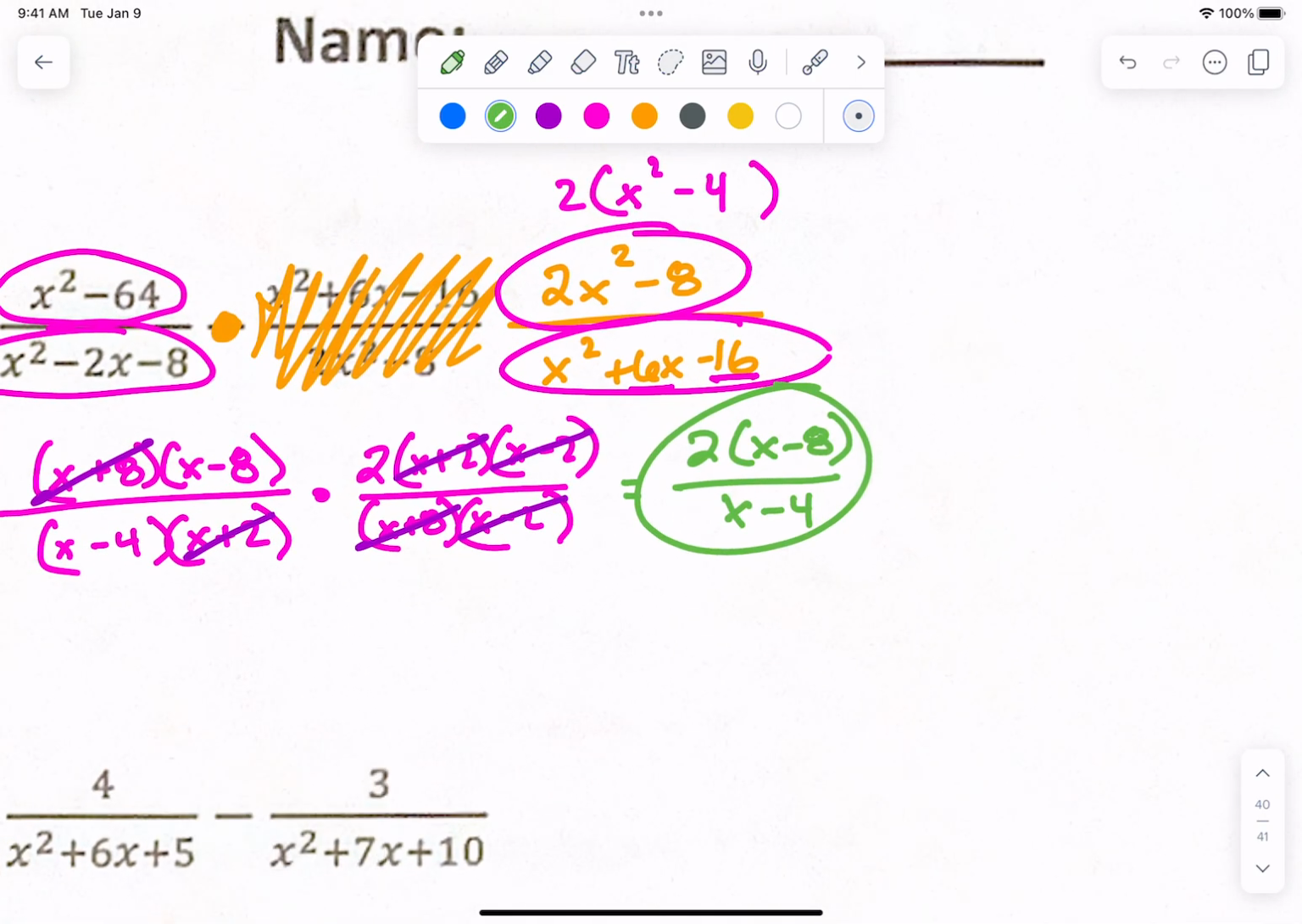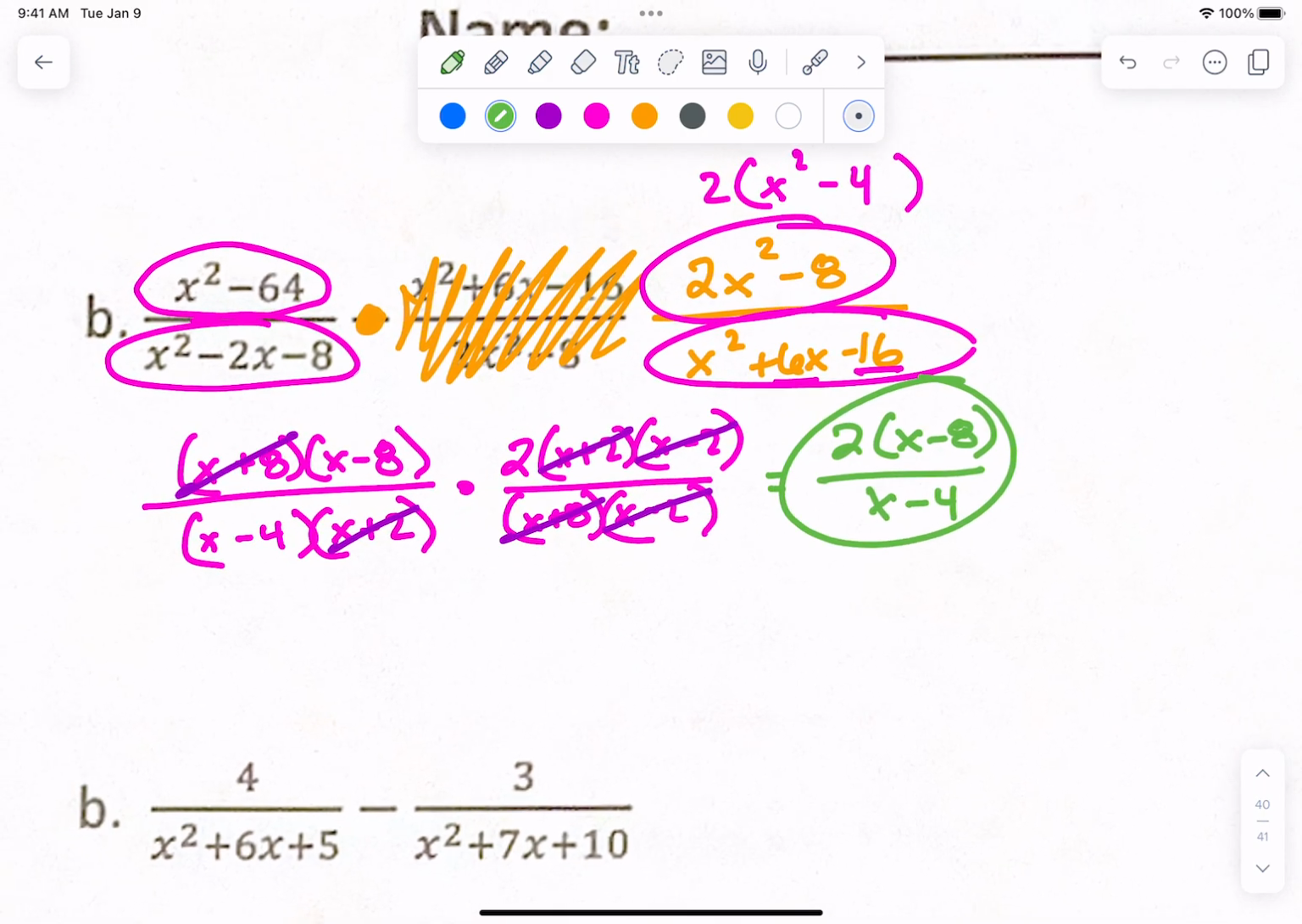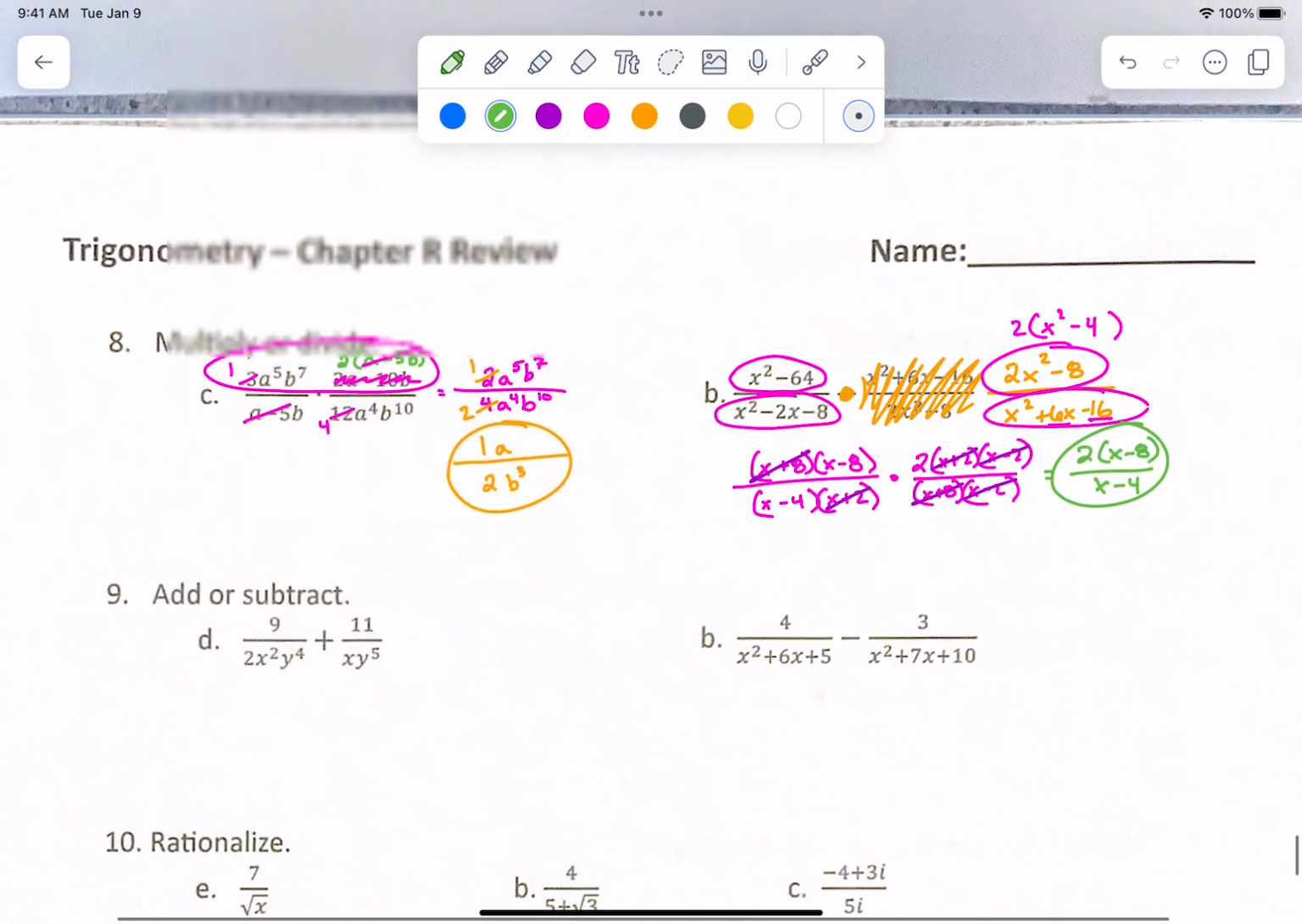Happy with that? Was that okay? Lots of difference of squares, lots of simple trinomials. Whether it was multiply or divide, you just cancel, cancel, cancel, cancel. Keep flip, flip when you're dividing. Don't forget it.